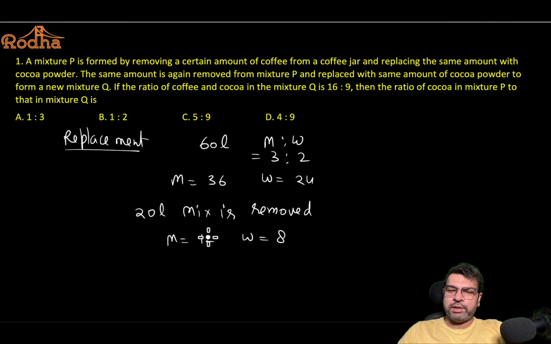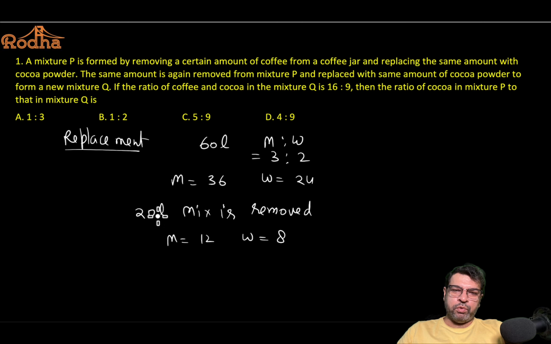Theek hai? First logic clear? Remove karte hue ratio change nahi hota hai. If you are adding something, then it might or might not change. Generally change hi hoga. Nahi change hone ka ek reason hai, that you are replacing with ingredients in the same ratio. So if you replace this with another mixture jisme 3:2 hi ratio ho, that is the only case jahan par ye change nahi hone wala, otherwise it will change.